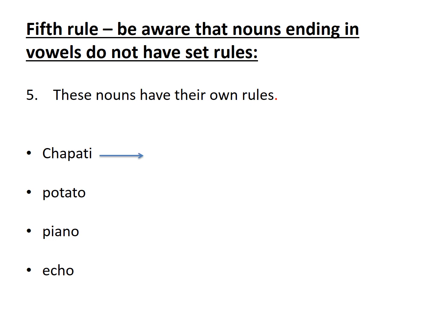So chapati becomes chapatis. It's treated as its own collective noun, much like gnocchi and zucchini. Potato is spelt P-O-T-A-T-O-E-S as the plural potatoes. Additionally, piano has no E in its plural, it just has the S ending. Yet echoes does. Worth learning.